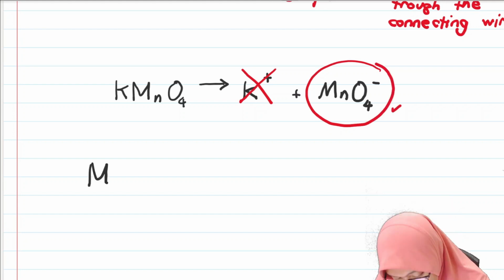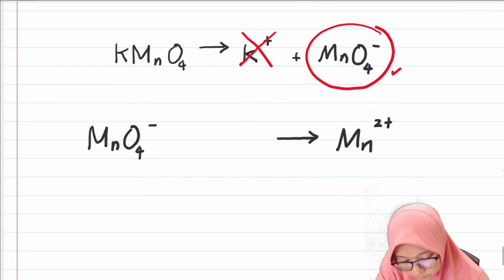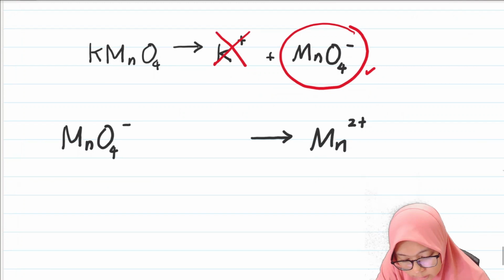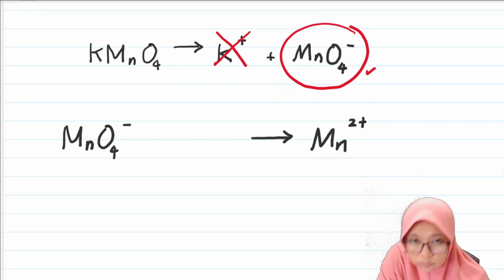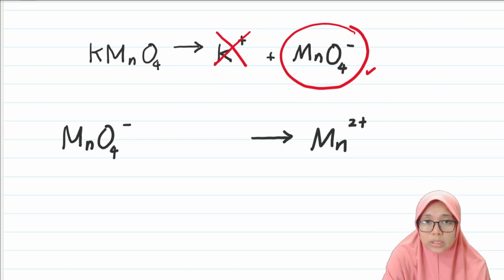Manganate, MnO4 minus, in this reaction will change to manganese ion, 2 positive. How do I know that? Because you eventually have to know that manganate will change to manganese 2 plus. This is what you have to memorize.